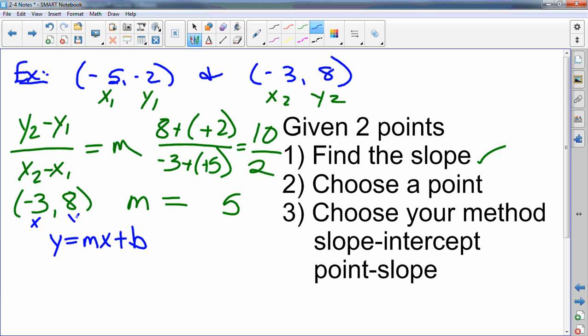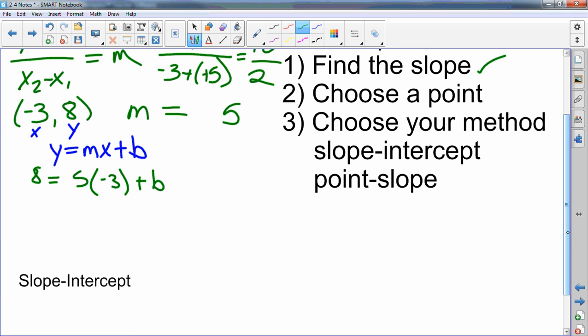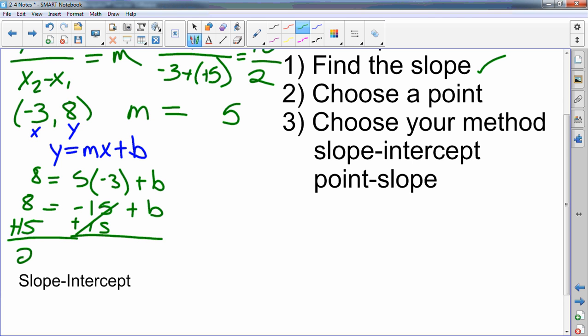Step 2, label your point x and y. So here's x, here's y. Step 3, plug in x, y, and m. I'm going to take my x as negative 3, my y is 8, and my m is 5. I don't know b, because the x value is not 0, so that's not my y-intercept. Once you plug them in, solve for b. Add 15 to both sides. 8 and 15 is 23. So b is 23. Can you write the equation of that line?